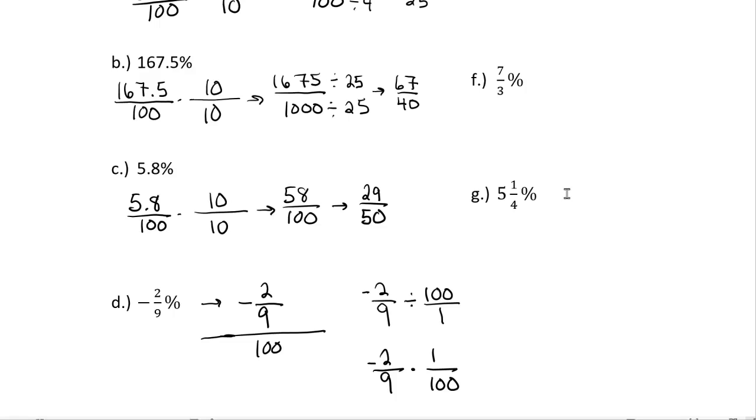So what is the next thing that I do when I'm multiplying? Well, I need to cross cancel. So 2 goes into negative 2 negative 1 time, and 2 goes into 100 50 times. Now I'm ready to multiply across. So negative 1 over 450.